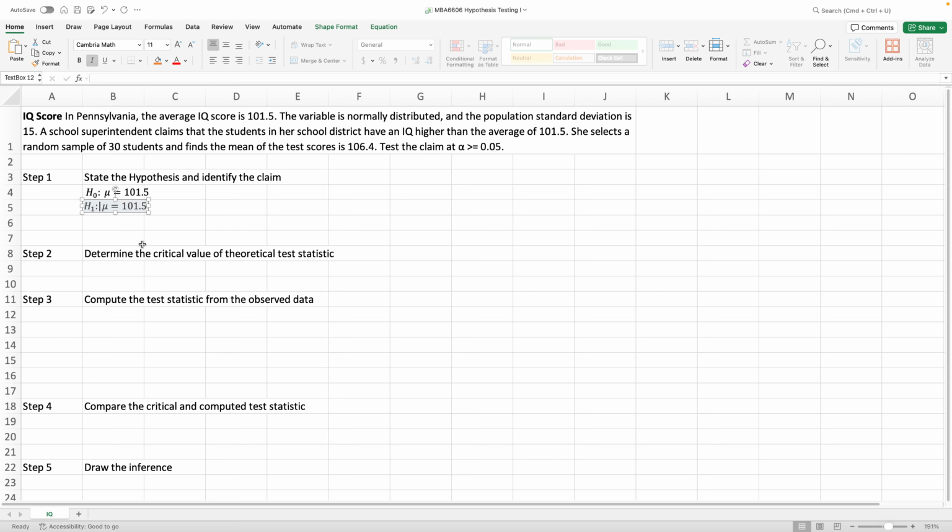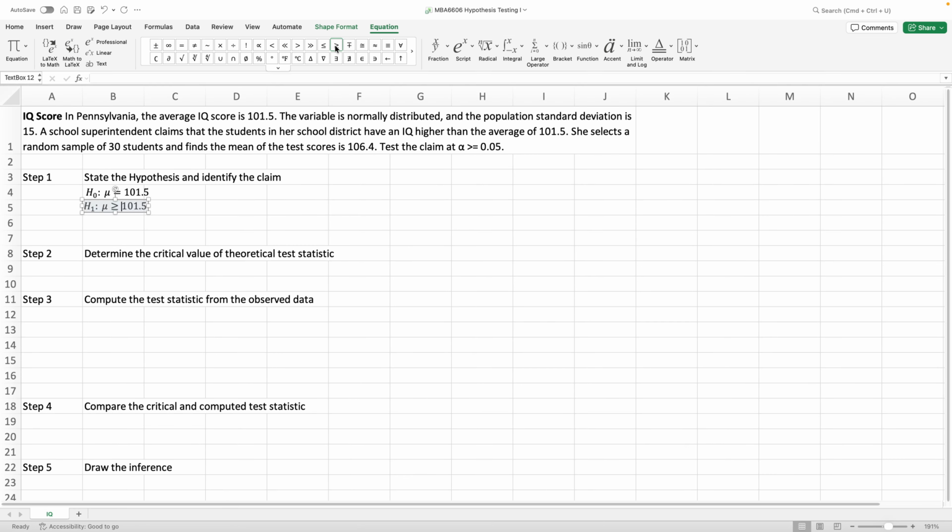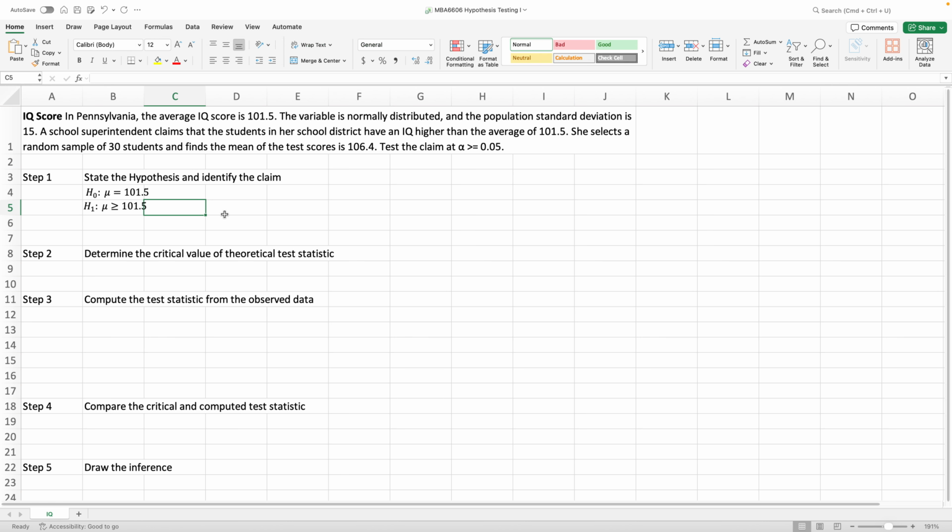H1 says greater than or equal to 101.5, and this is what the school superintendent claims. We want to check whether it is indeed true or not.